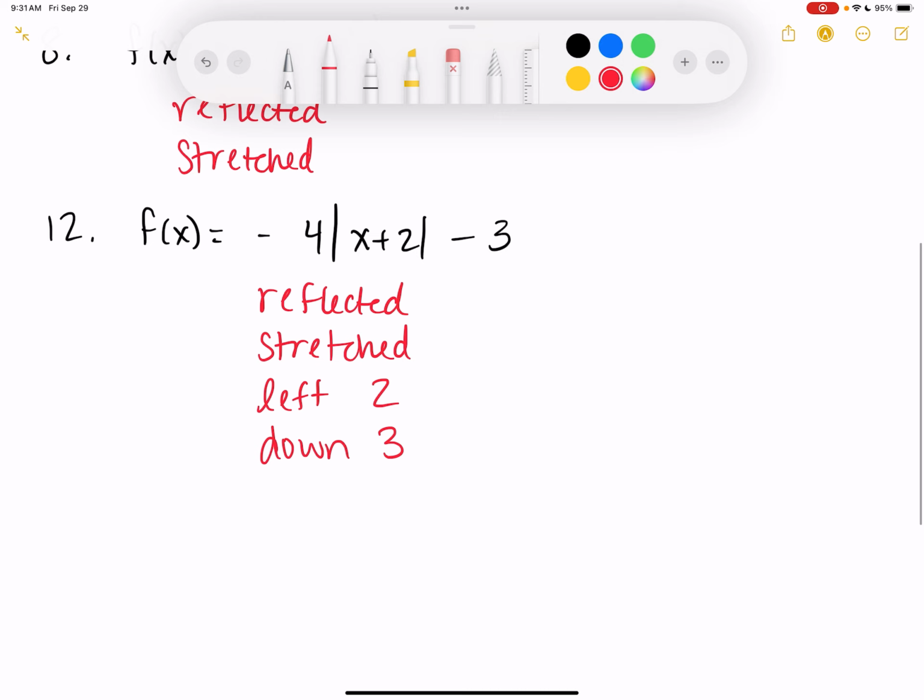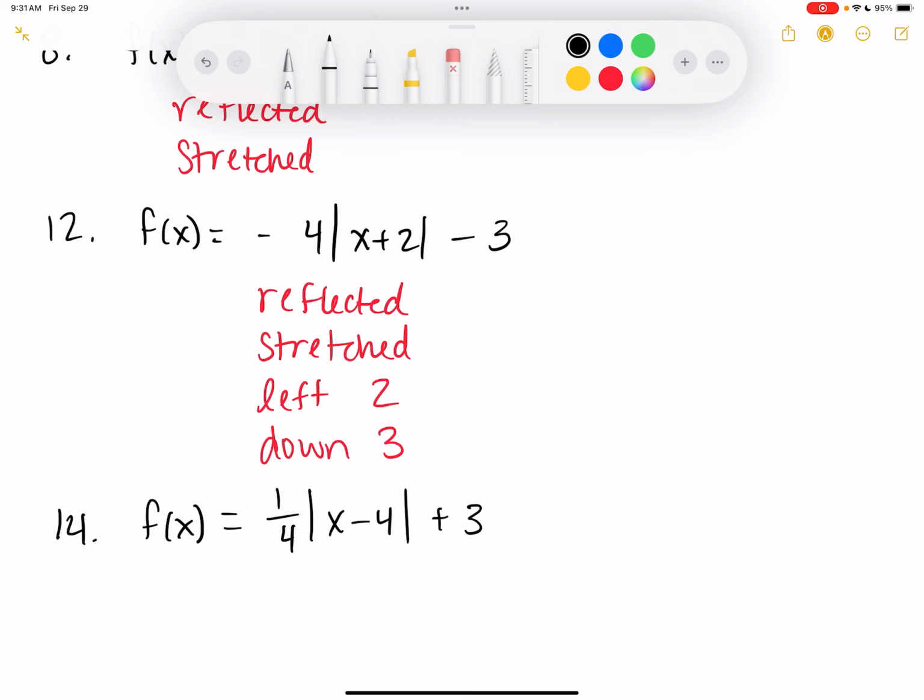All right, one more like this, just to make sure we got it under control. The negative number in front of the absolute value, is it stretched because that number is greater than 1? But it's negative. In general, look at the number itself and ignore the sign.